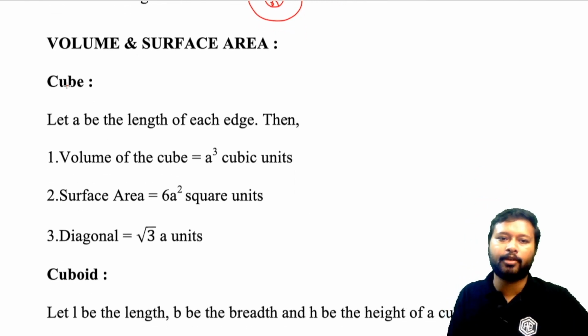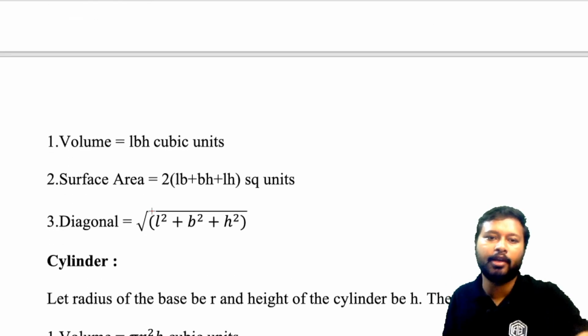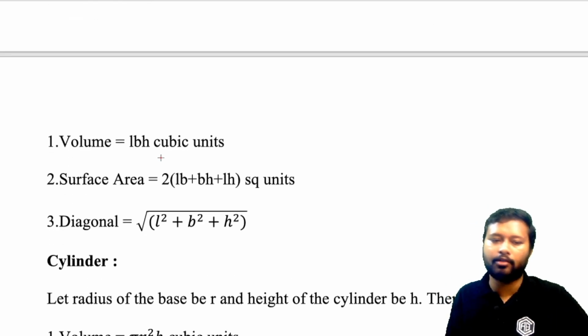For a cube, if a is the length of each edge, then the volume of the cube is a cube, surface area is 6a square, and the diagonal is root 3 a. For a cuboid, if L is the length, B is the breadth, and H is the height, then the volume is length into breadth into height. Surface area is 2 into (LB plus BH plus HL), and diagonal is calculated as under root L square plus B square plus H square.